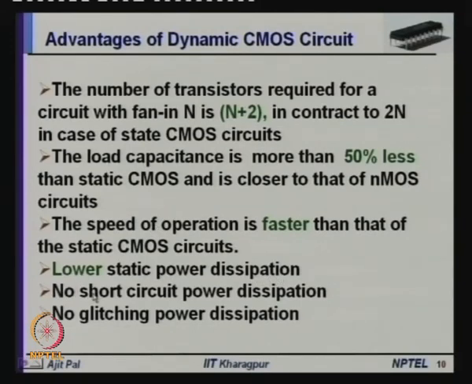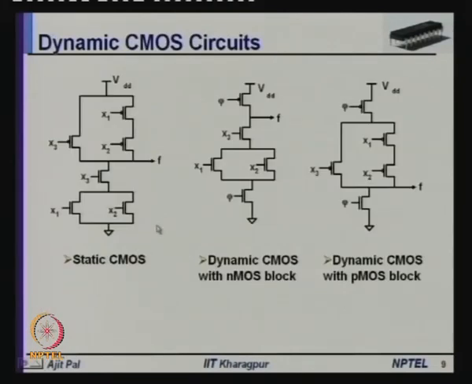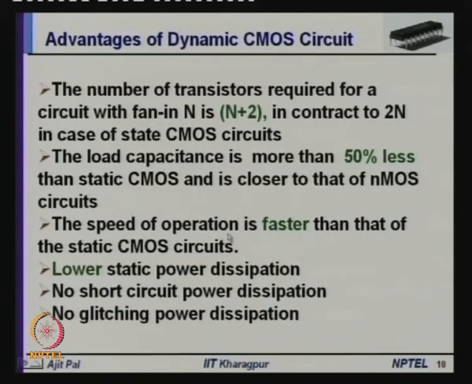Another important point is that there is no short circuit power dissipation. Why is there no short circuit power dissipation? Because at no point of time is there a path from VDD to ground, even when the input changes, because it is controlled by a clock. Since it is controlled by a clock, there will be no path from VDD to ground at any point of time. As a consequence, there is no short circuit power dissipation.